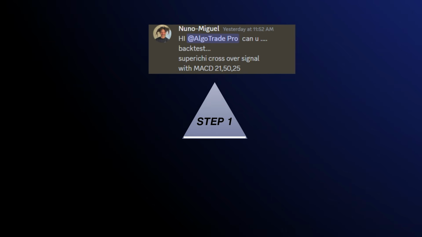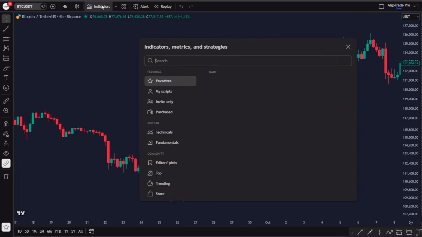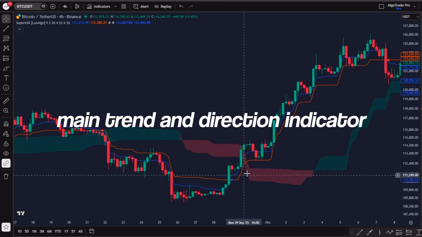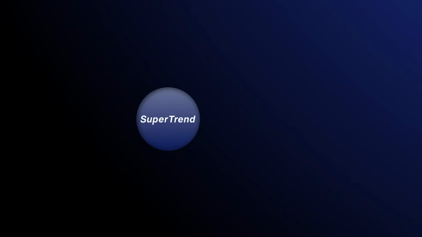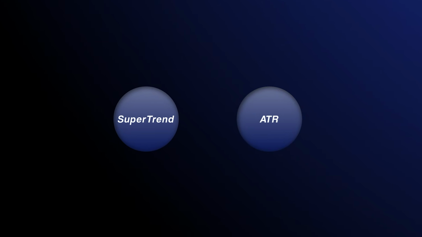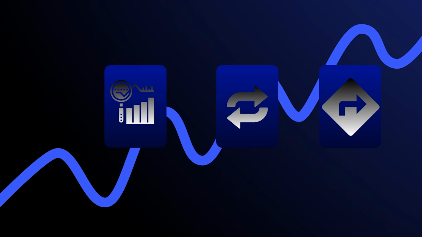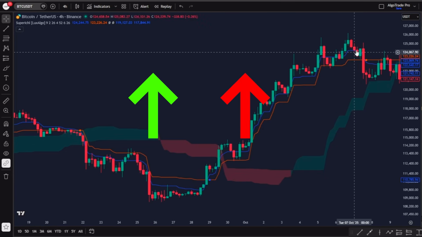Now, let's break this strategy down step by step. This strategy uses only two indicators, both available for free on TradingView. The first one is the SuperIchi by LuxAlgo, which acts as the main trend and direction indicator. For those who don't know, the SuperIchi is a modified version of the Ichimoku cloud that uses supertrend and ATR instead of fixed look-back periods. In practice, that means smoother trend detection, fewer fake flips, and cleaner directional signals. In this strategy, it will tell us whether we should be looking for long or short trades.